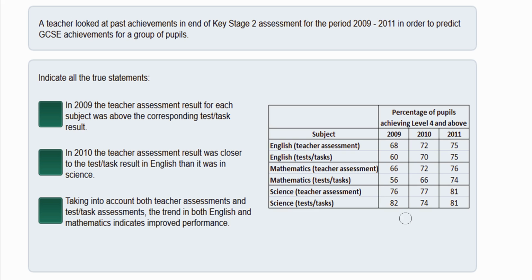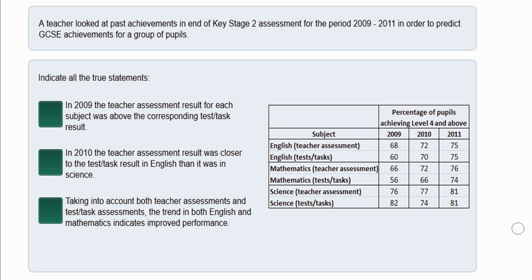Here's the 2009 column. Let's first start with English. We can see the teacher assessment was 68 and the tests and tasks was 60, so it was higher in the teacher assessment. In mathematics, again, we have 66 versus 56, so it was higher in the teacher assessment. And in science, we have 76 for the teacher assessment and 82 for the tasks. As you can see, 76 is less than 82, so this statement is false.